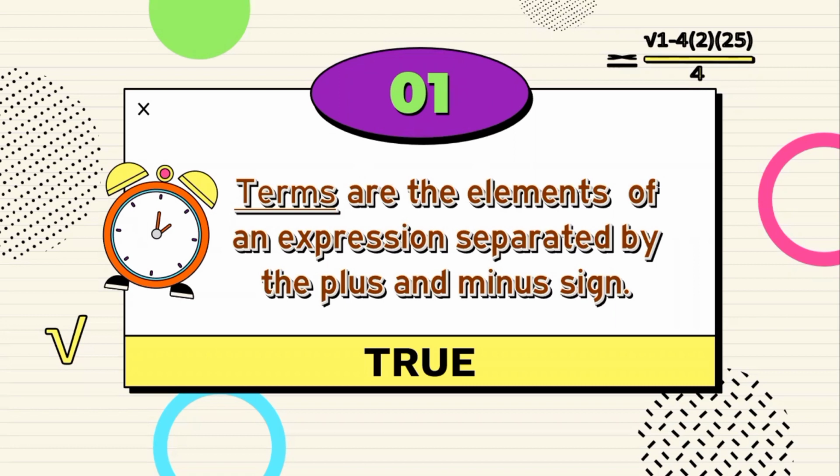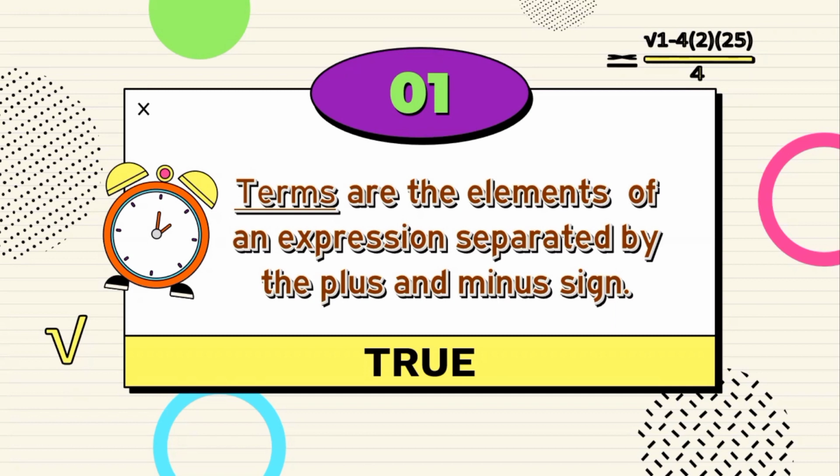If we are to identify whether the statement is true or false, and there is an underlined term there, in your exam later on, you will see in the instructions that it's a modified true or false. And you have to change the underlined word or term if it does not satisfy the given statement. But if it's true, then you just have to choose the word true. For our first question, terms are the elements of an expression separated by the plus and minus sign. The statement is true. Why?